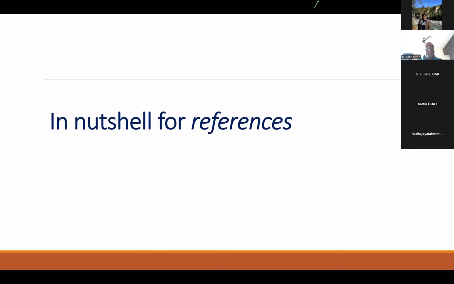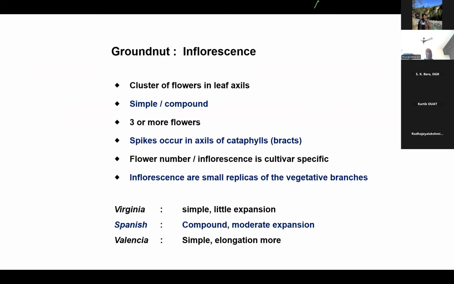In a nutshell, for reference, see, actually, inflorescence. What I spoke earlier, I have given here: a cluster of flowers in leaf axils, simple or compound, 3 or more flowers. Flower number per inflorescence is cultivar specific. Inflorescences are small replicas of the vegetative branch. Virginia bunch will have simple with little expansion. Spanish bunch will have compound and moderate expansion. Valencia will have simple and elongation is more.